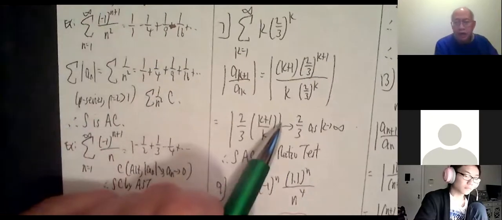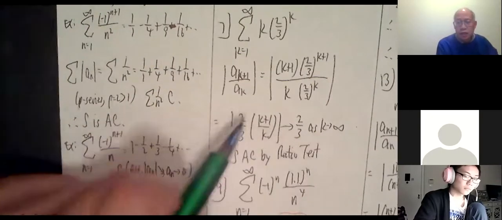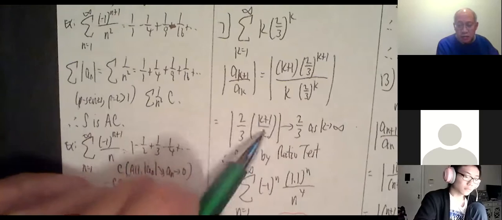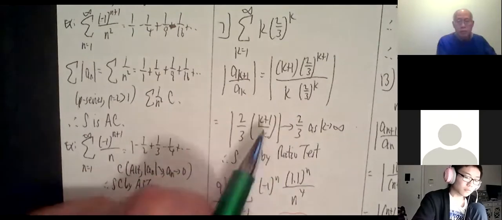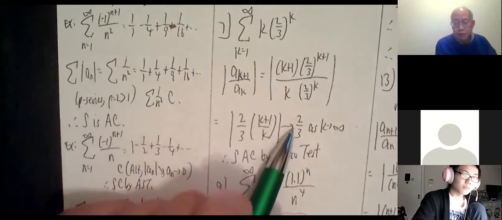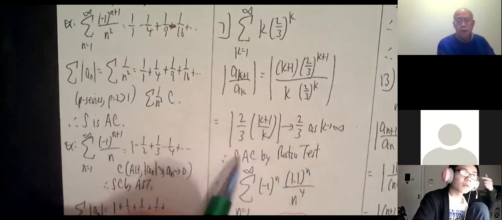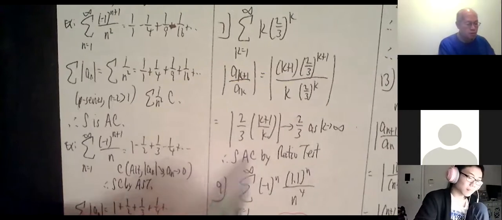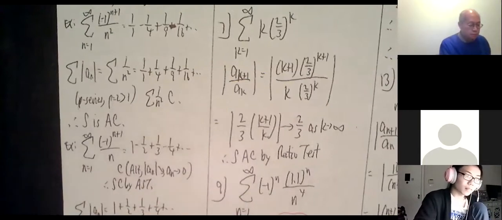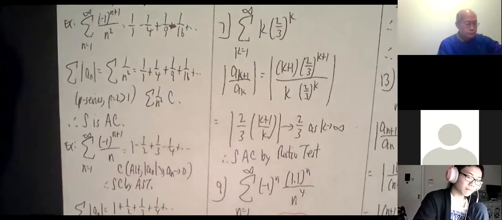Now, what does that approach as k approaches infinity? Well, when k approaches infinity, this approaches 1. So this approaches 2/3. I.e., it looks more and more like a geometric series where the common ratio is 2/3. That's convergent. So therefore, the series is absolutely convergent by the ratio test. And if it's absolutely convergent, therefore it's convergent.